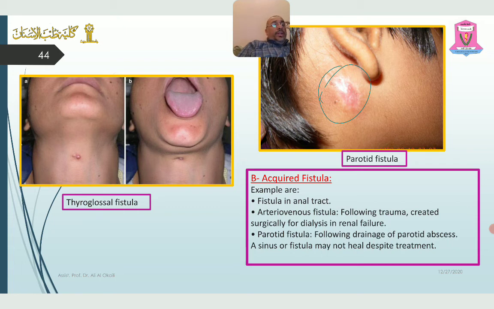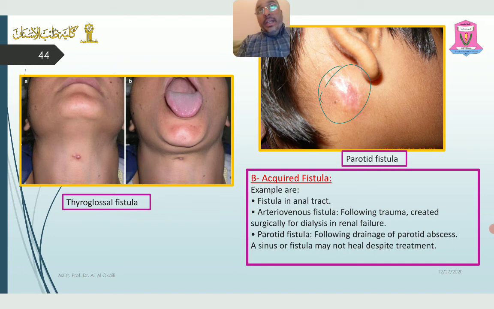Parotid fistula following drainage of parotid abscess. These are the types of fistula. A fistula is between two cavities, whereas a sinus is from a cavity to the surface epithelium.